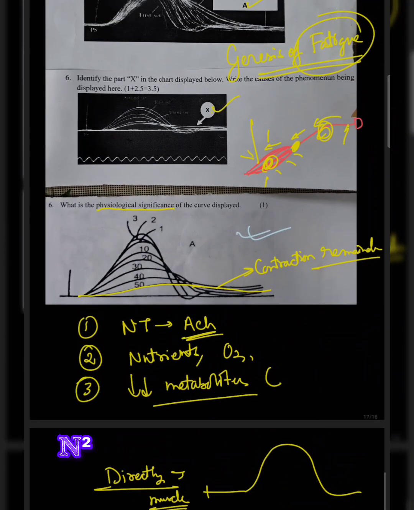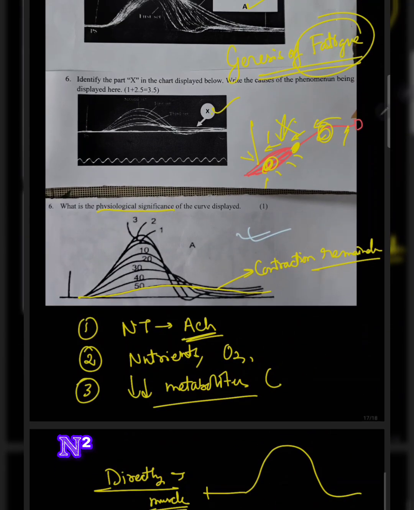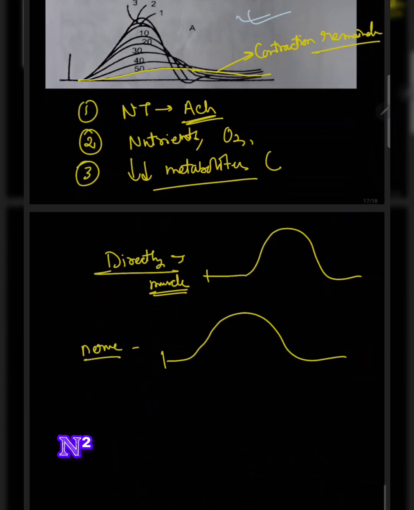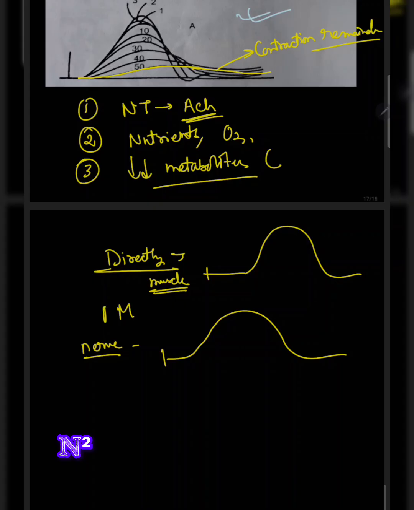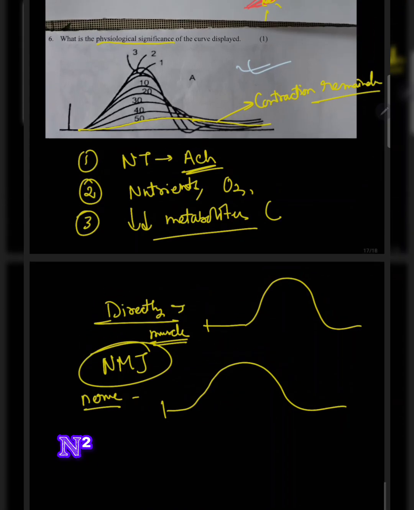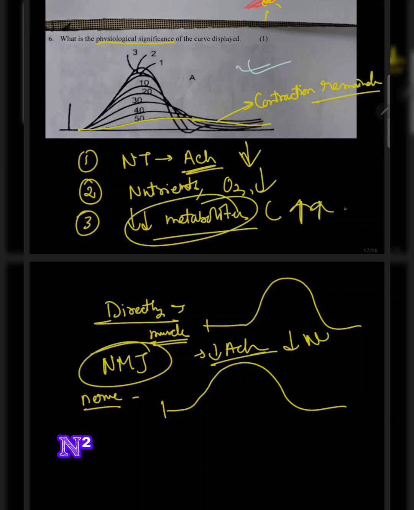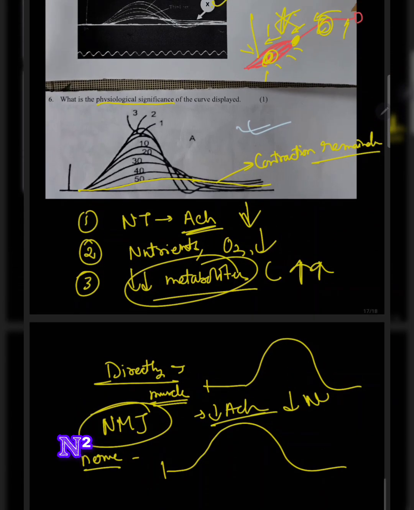The problem could be at the junction, the neuromuscular junction. So our fatigue is generated in the neuromuscular junction, and at this particular point the acetylcholine is depleted and all the nutrients are depleted. Acetylcholine, nutrients and oxygen are depleted, and the metabolites are increased, and because of that fatigue is happening. So this is the physiological significance of the curve that is being displayed.